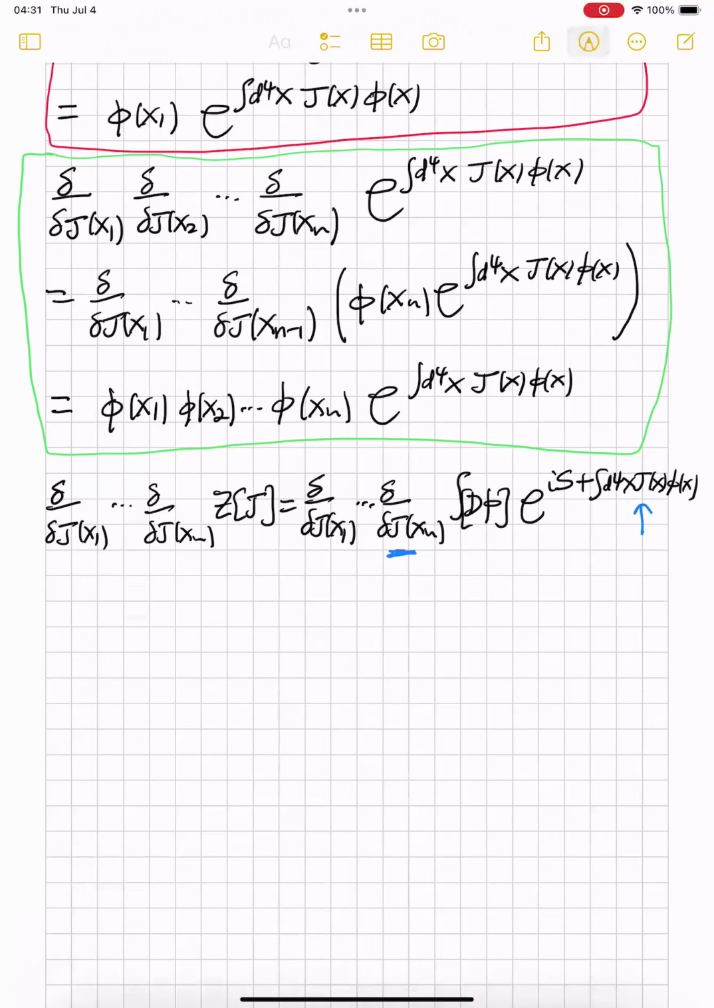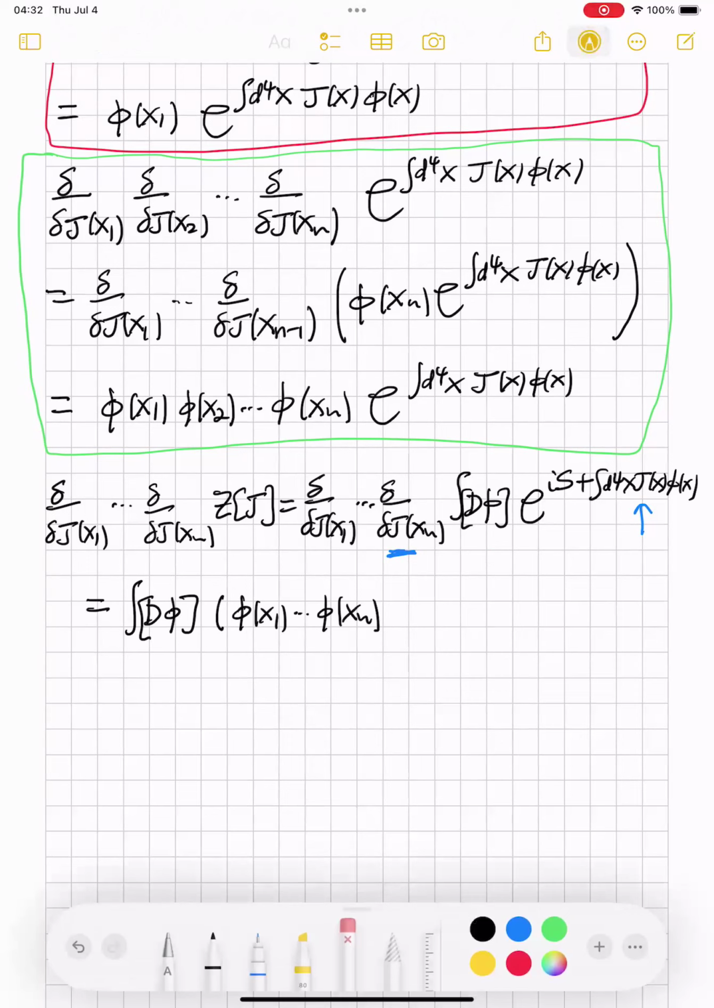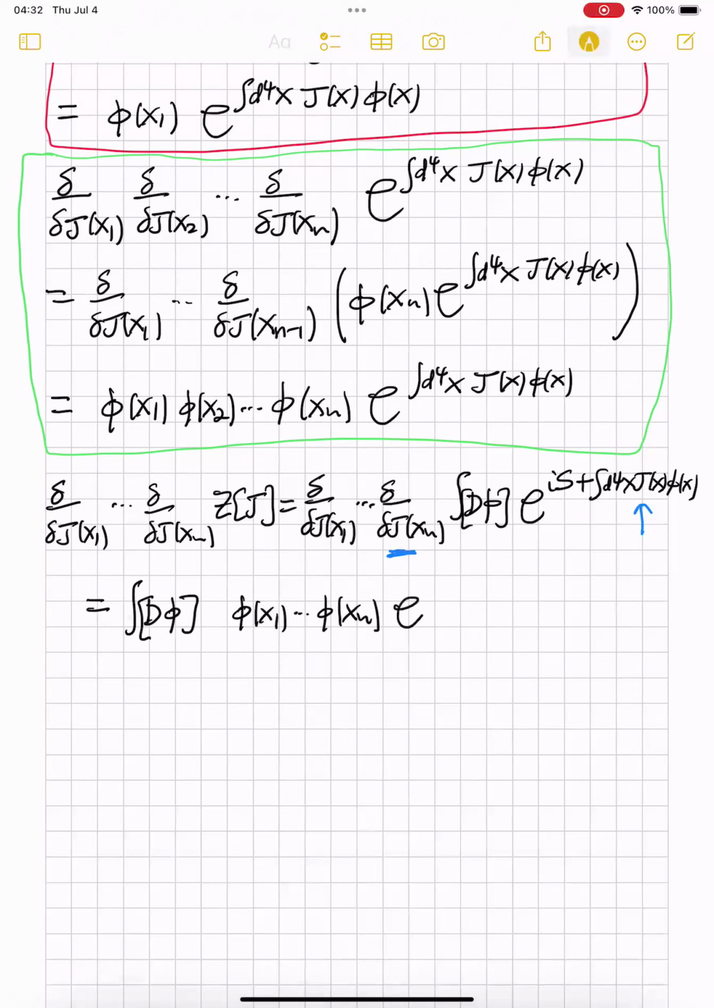And we've just had some experience in calculating what that gives. So we'll have an integral d phi. We just pull all of the derivatives past this path integral measure, no problem. We don't act on e to the is, we act on the exponential. We know exactly what that's going to give us. This is phi of x1 up to phi of xn. And then we have e to the is plus an integral d4x j of x phi of x.